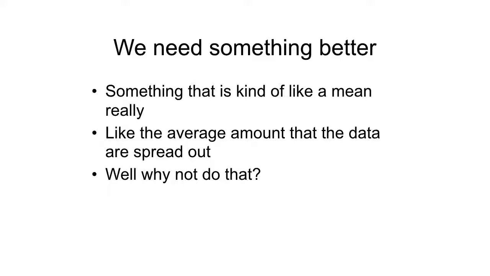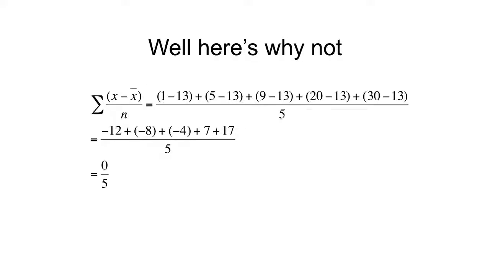Well, let's do that then. The average amount numbers deviate from the mean. It's obvious to do that. The calculation is not going to be too complicated, so let's do that. So remember, we have 13 as the mean, and we're going to take each number and subtract. So sum of the x's minus x bar over n. So 1 minus 13 plus 5 minus 13 plus 9 minus 13 plus 20 minus 13 plus 30 minus 13, over 5 is, it's 0.